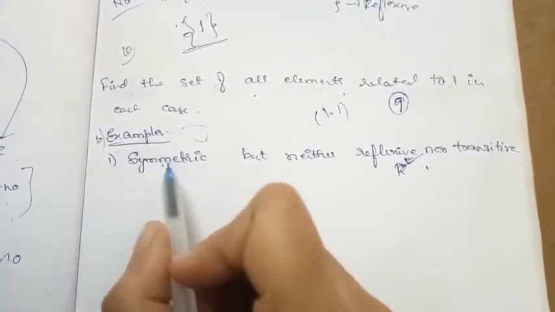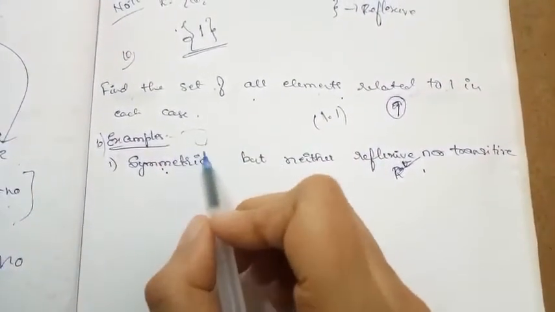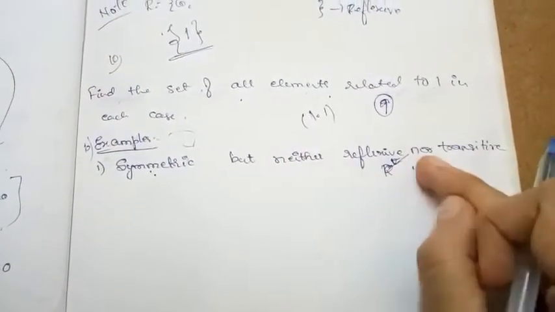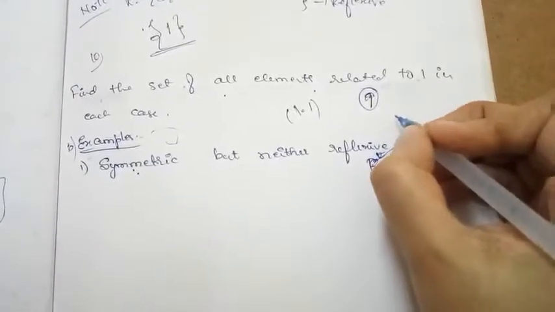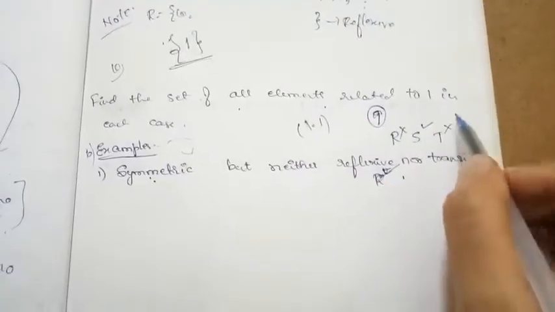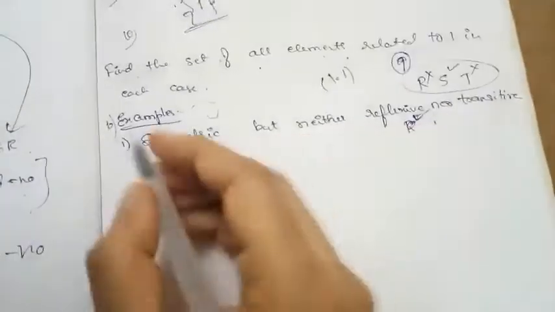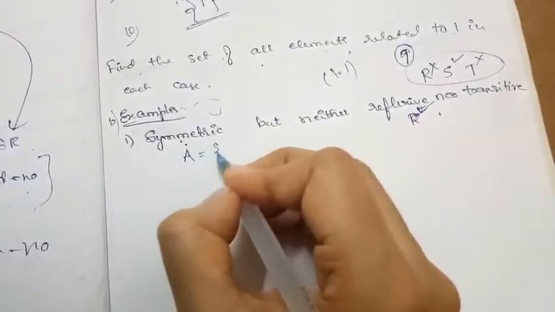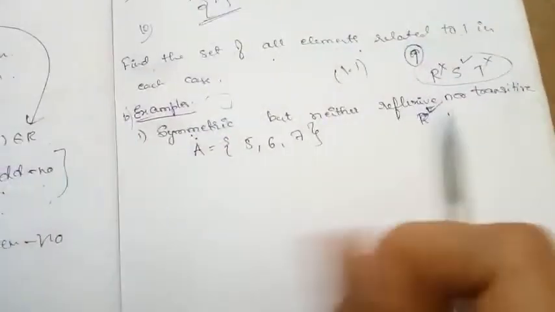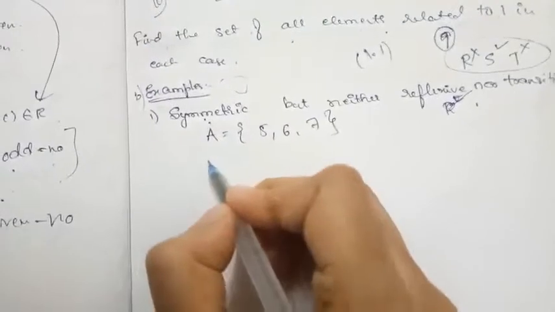In the first one, we need to give an example such that the relation is symmetric, but it is neither reflexive nor transitive. So it is not reflexive, but it should be symmetric and it should not be transitive. We need to give an example for this type of relation. Suppose I consider a set A with the elements 5, 6, 7.